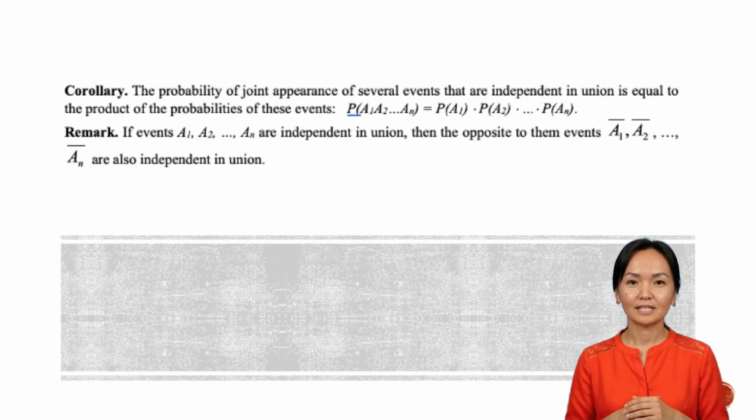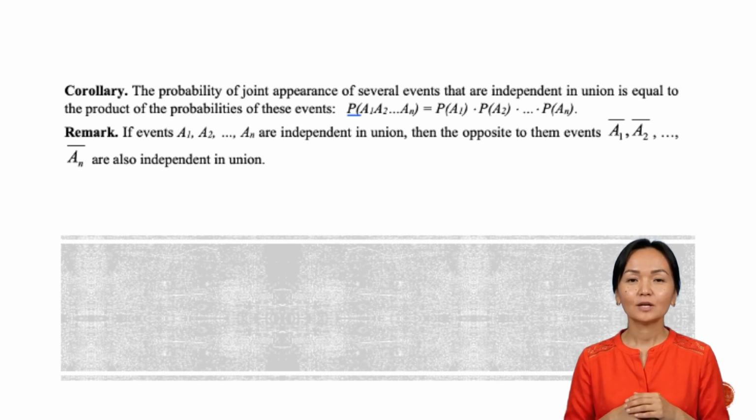Building on this, we have an important corollary. The probability of the joint appearance of several events that are independent in union is equal to the product of the probabilities of these events individually. This extends the multiplication rule from two events to any number of independent events. For example, if we have three independent events A1, A2, and A3, the probability that all three occur is the product of their individual probabilities.